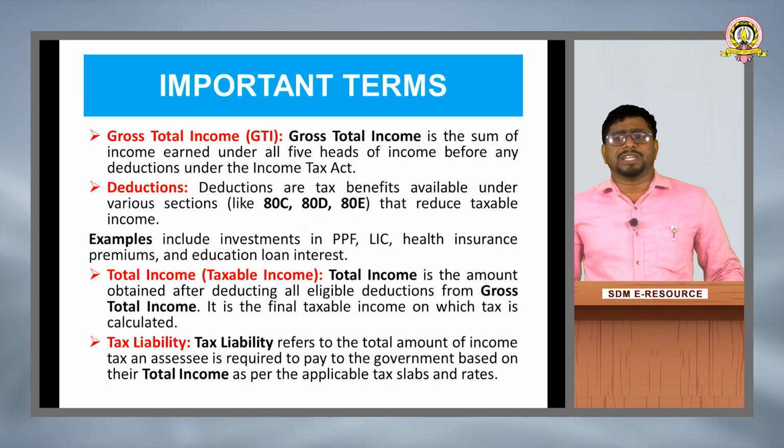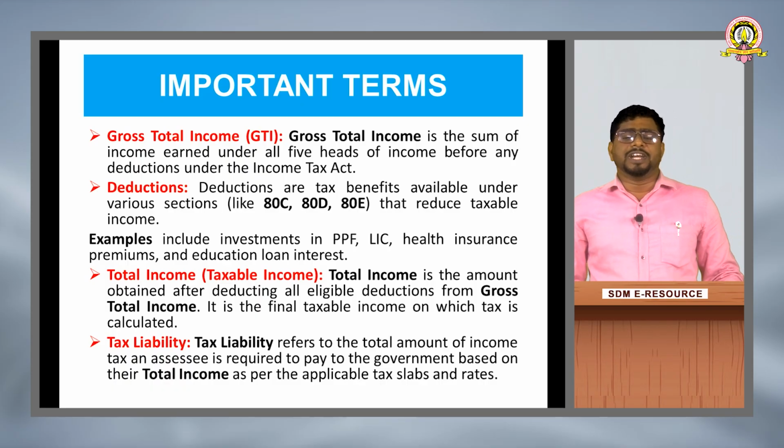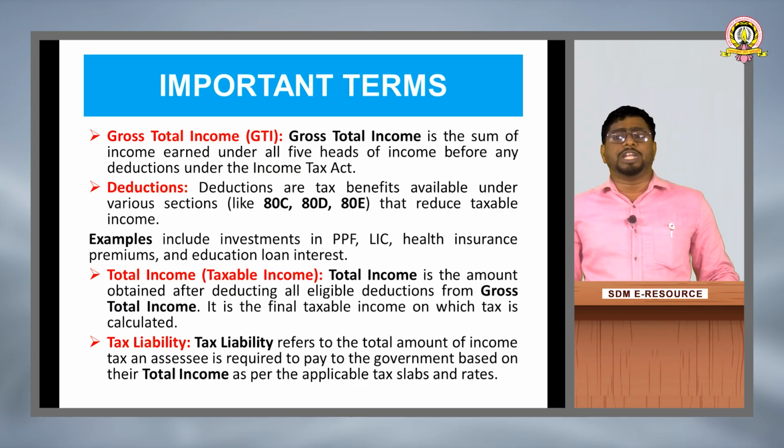Next important terminology, gross total income as well as total income. The total of the 5 heads of income is called gross total income, an aggregate of the 5 heads before the deductions as per the Income Tax Act. Now the question arises, what do you mean by deductions? There are plenty of deductions available as per the Income Tax Act. Deductions from 80C to 80U are available for an individual in order to reduce the taxable income.